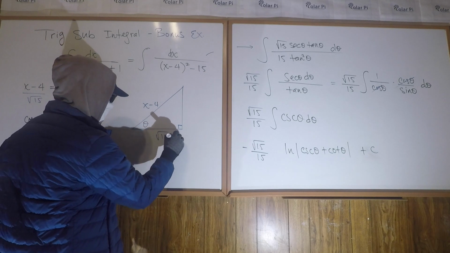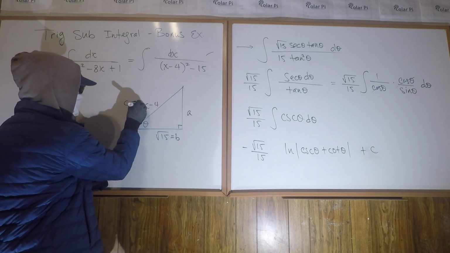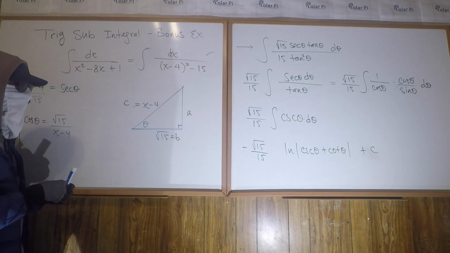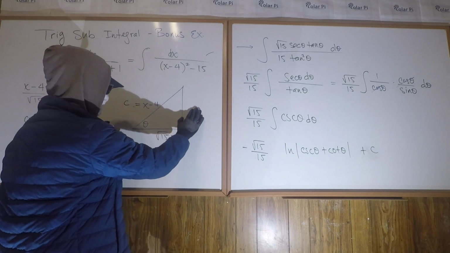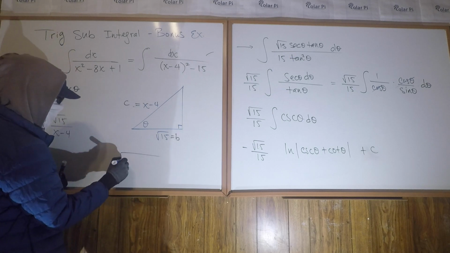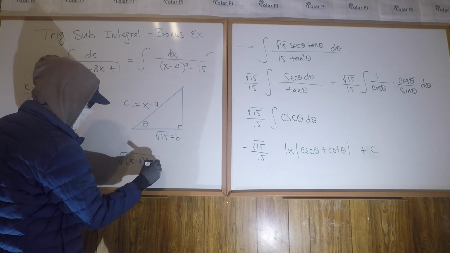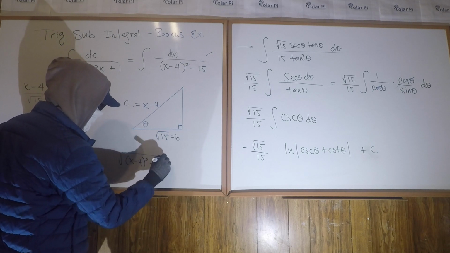and you say this be b, and this be a, and this be c, then a squared plus b squared, remember, is equal to c squared. So it turns out that a is going to be the square root of x minus 4 squared, and then minus root 15 squared.